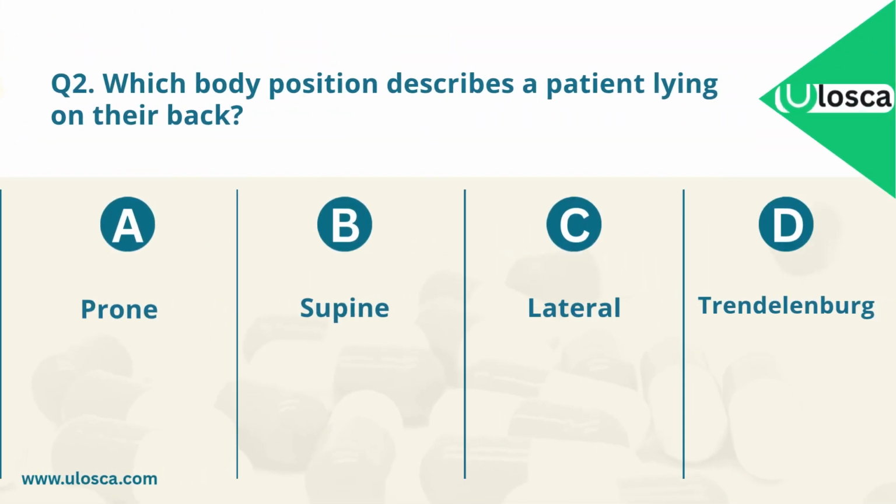Question 2. Which body position describes a patient lying on their back? A. Prone. B. Supine. C. Lateral. D. Trendelenburg. Which one is the correct answer?